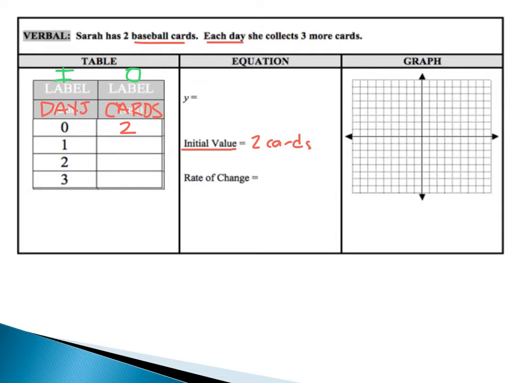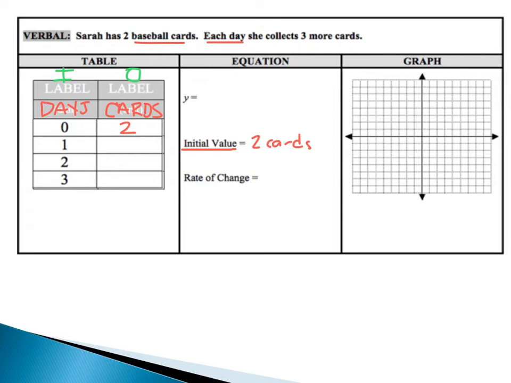You could start with something, as in 2 cards. You can start with nothing, as in 0. Or you can start by missing something. But in any of these functions or relationships, the initial value is what we start with. The next thing we're going to look at is what happens each day.